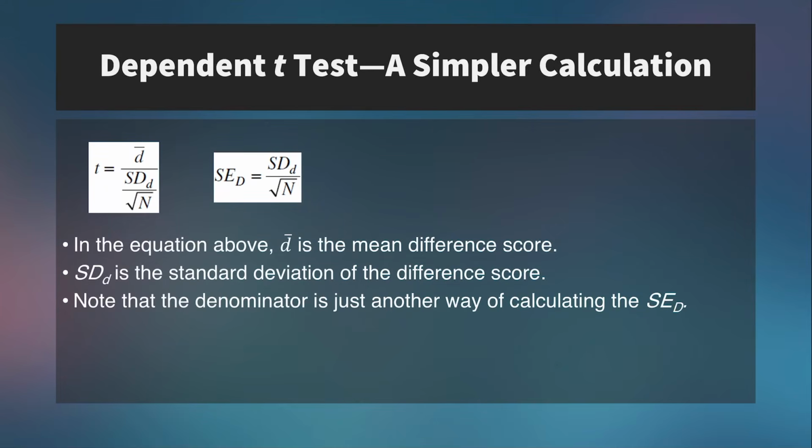We can also calculate a paired sample's t-statistic using the difference in scores over the standard error of the difference. And recall that this is the standard error of the difference, so if we put this standard deviation over square root of n underneath the mean difference score, then we can get the t-statistic.